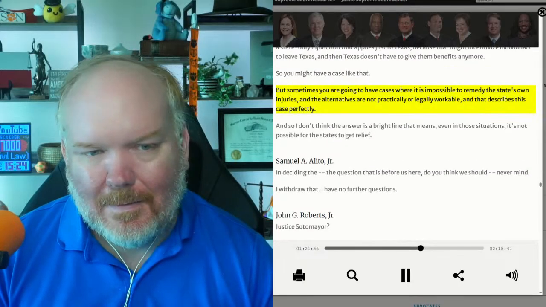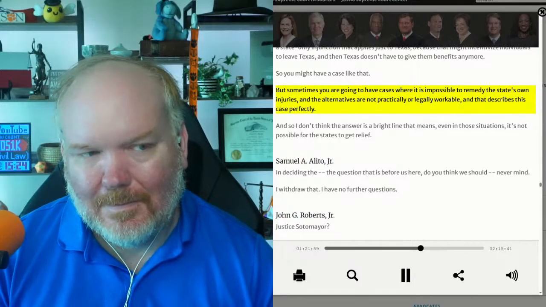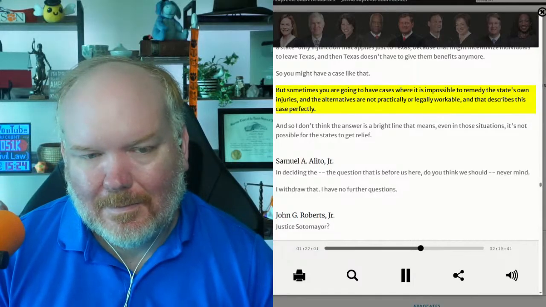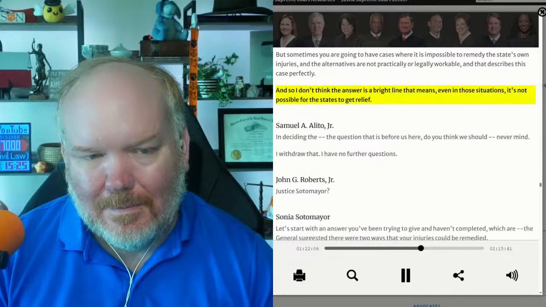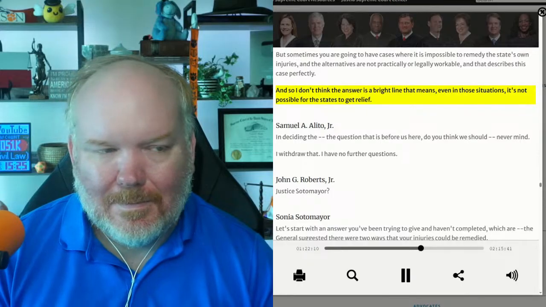But sometimes you are going to have cases where it is impossible to remedy the state's own injuries, and the alternatives are not practically or legally workable. And that describes this case perfectly. And so I don't think the answer is a bright line that means even in those situations it's not possible for the states to get relief.